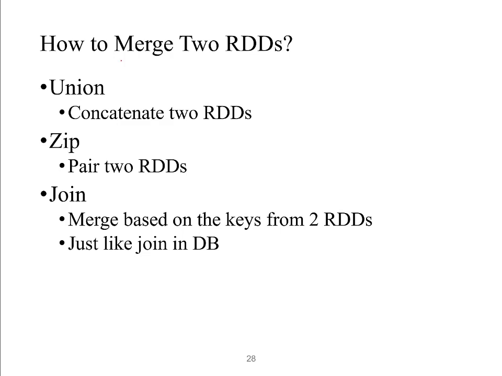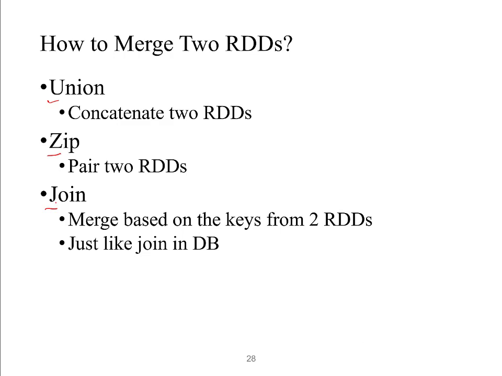By merge, there are different meanings of merge or different logic of merge. Basically there are three types in Spark. One is union, one is zip, and one is join. Let's look at them one by one. First of all is union.